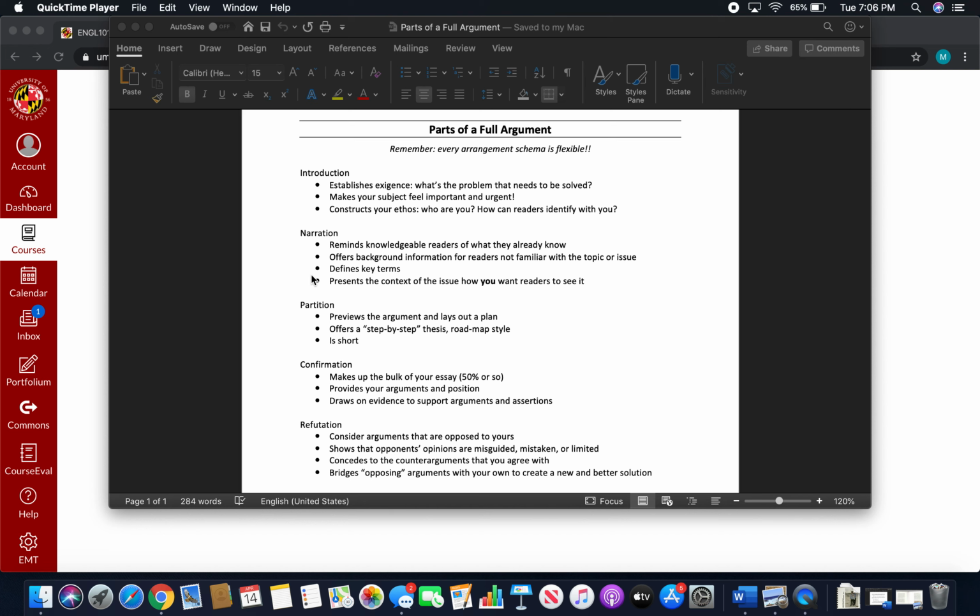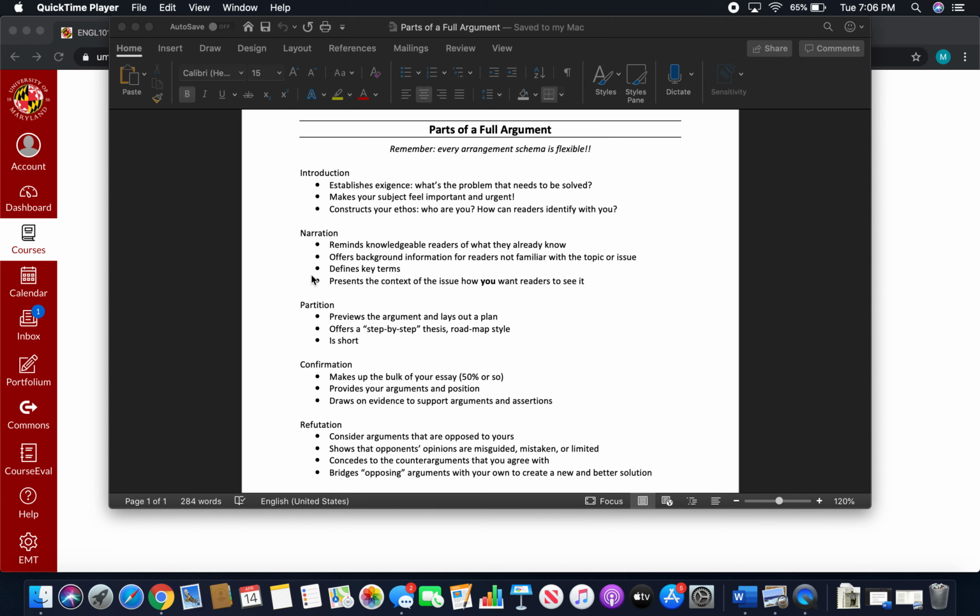The third part is the partition. This is essentially an extended thesis, a roadmap for your essay. You'll expand on the thesis statement that you made in your introduction and give a detailed plan for your argument. It's easy to get lost in a longer paper, and so this section can be helpful for your reader to navigate the essay, but it's also helpful for you when writing it to have this in front of you as a guide.